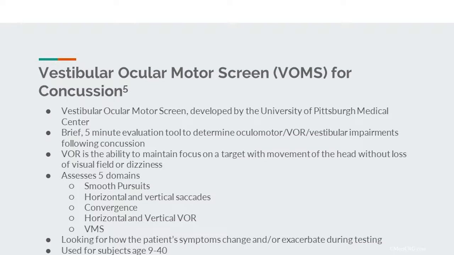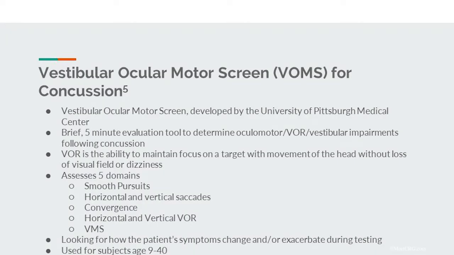So in terms of things that you're looking at when you test this, you're looking at smooth pursuit, horizontal and vertical saccades, you're looking at convergence, which is the eye's ability to hone in on a gaze while you're moving something closer towards you. Horizontal and vertical VOR, or the vestibular ocular reflex, and VMS, which is visual motion sensitivity. What you're doing in this exam is looking at how the patient's symptoms change or exacerbate when you're testing them. This test is great for subjects age 9 through 40, so if you're looking at that sport-related concussion group, this is really good for them.